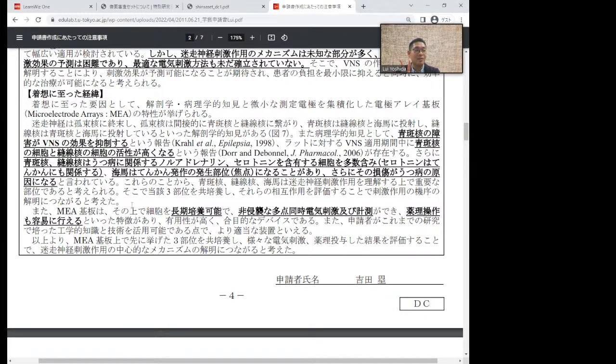I majored in biomedical engineering, and I use a special device called MEA. With this MEA, we can stimulate the cell, and also we can record the electrical activity of the cell. It's like a plate, and on the plate there are some cells, like neural cells, cultivated.